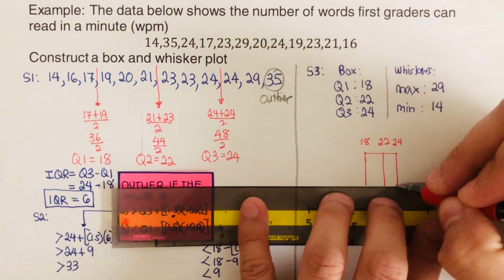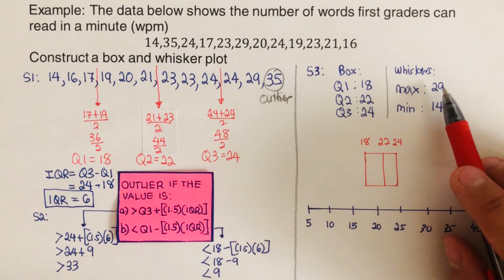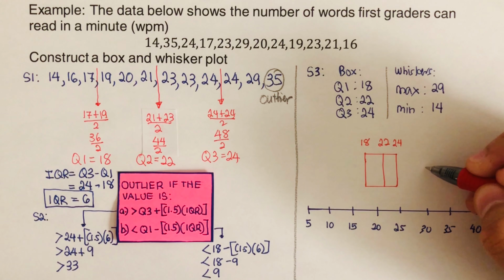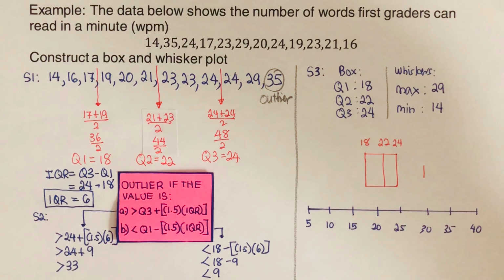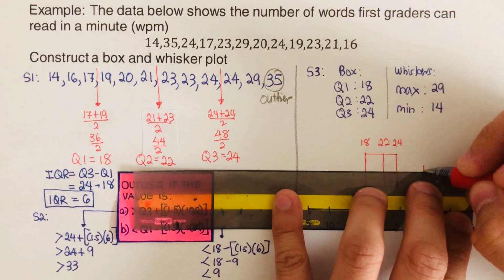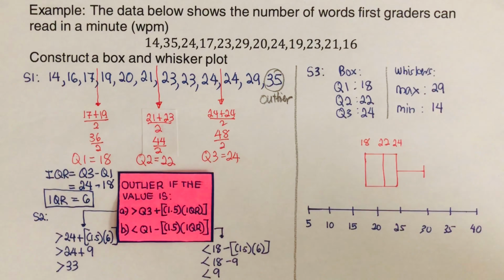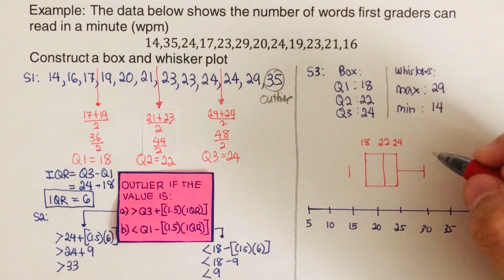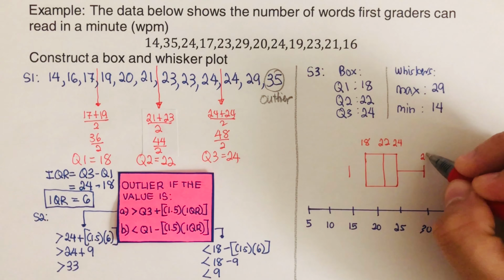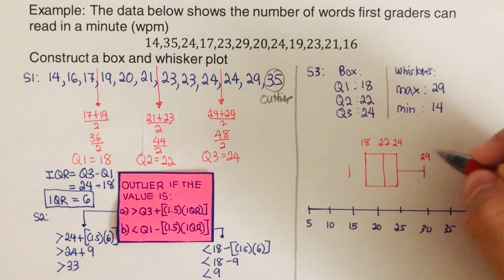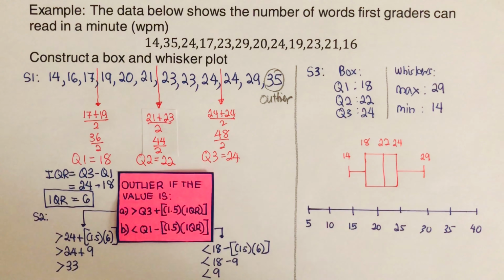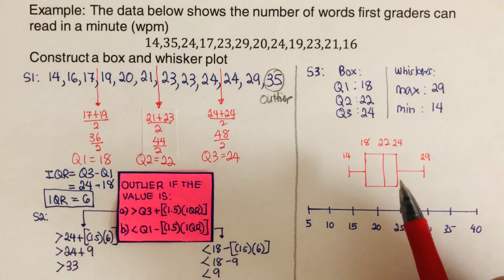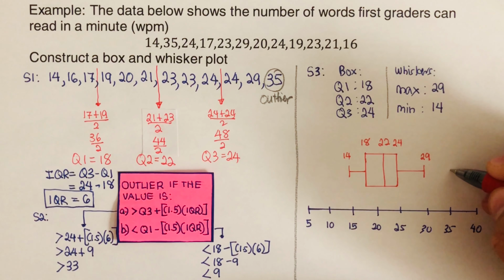Now, we create the whiskers. That's going to be on both ends. So 29 is the max. So that is somewhere around here, less than 30. And then we can connect it with the box. So that is the whisker on the right side. And then 14, that's going to be less than 15. So I can go ahead and label this, by the way, it's 29 and this is 14. So then I can go ahead and connect it with the box. So these two are the whiskers and this is the box here. And then we have an outlier, which is 35. So it's going to be right here. So I label this as 35.